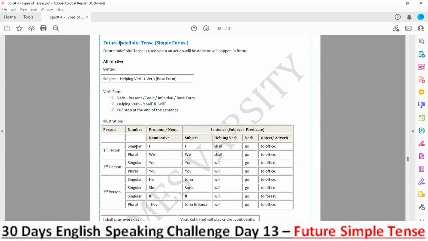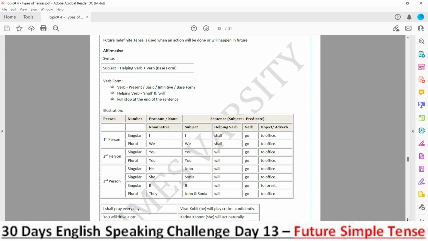So first person singular, I shall go to office. We shall go to office. You will go to office. You will go to office. John will go to office. Instead of John, I can also use a pronoun. So he will go to office. Similarly, Sonia will go to office. It will go to forest. John and Sonia will go to office.